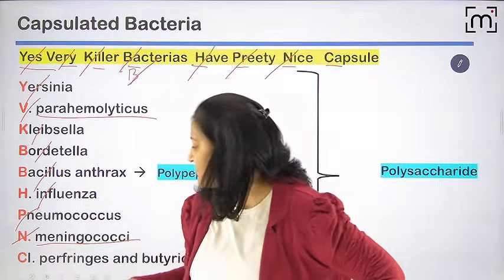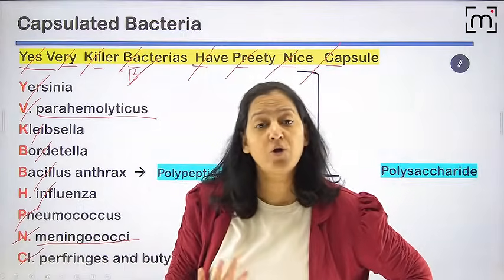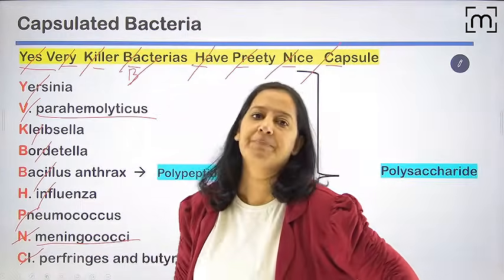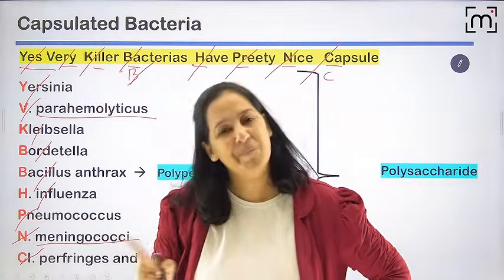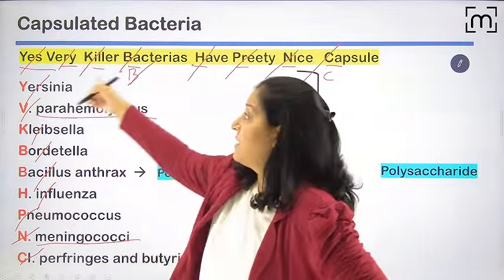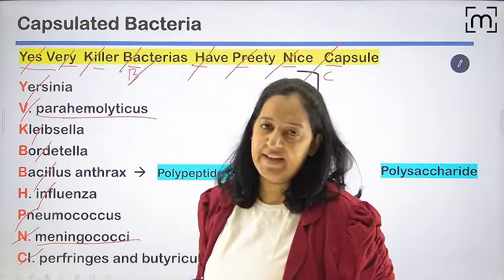Mind it. It's meningitidis. And C means Clostridium. But not all Clostridium: only perfringens and butyricum. Only 2 Clostridium. And one more thing you can add, that is Cryptococcus. Cryptococcus is the fungus. Okay, the 9 bacteria and the 1 fungus. Learn the capsulated organisms. I'm not repeating the list. Please learn it.